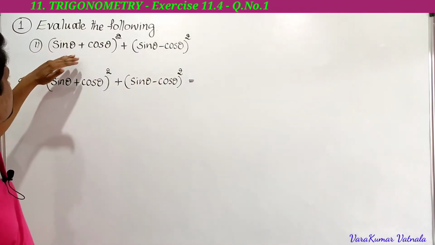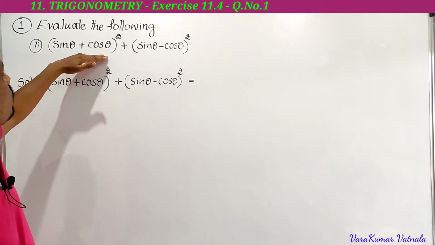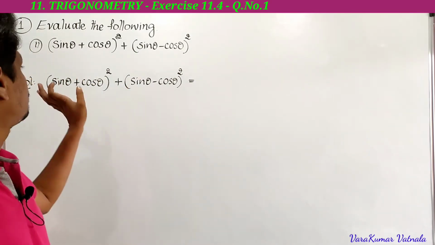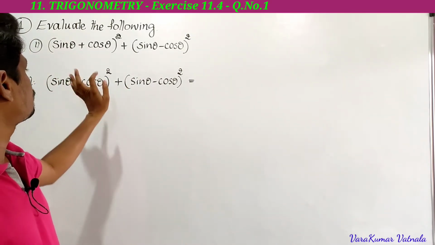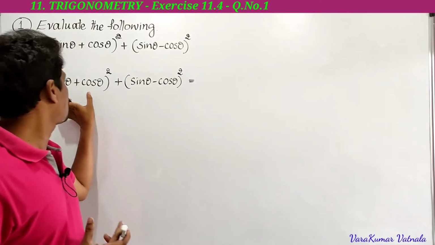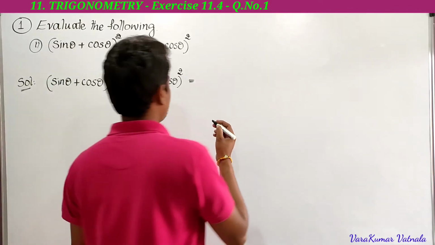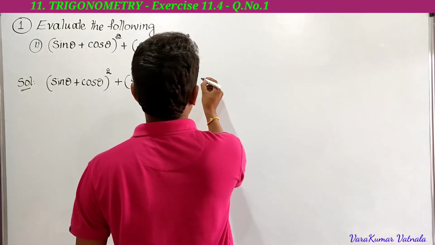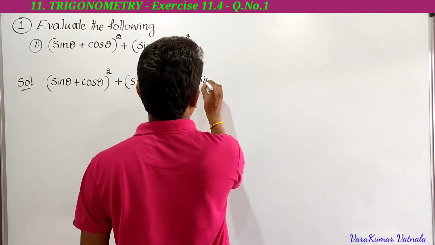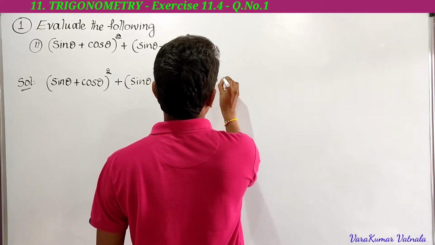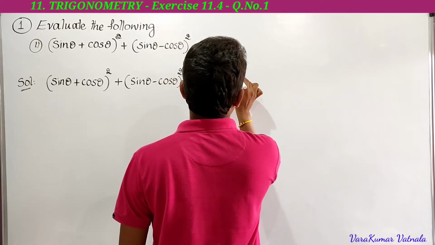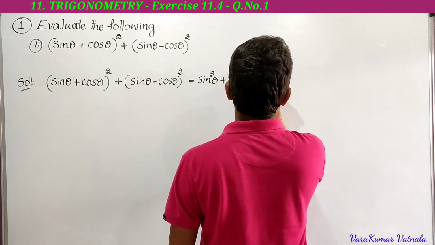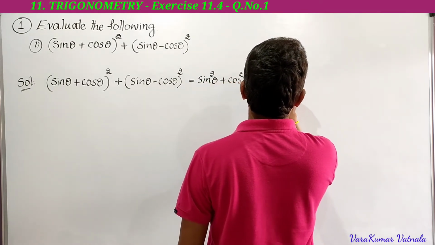See here what he is asking. Sin theta plus cos theta whole square plus sin theta minus cos theta whole square. So we have to find the value of this. So it is in the form a plus b whole square. So see here, using a plus b whole square we have to expand this. So a plus b whole square is a square plus b square plus 2ab. So a square, that is sin square theta, plus b square that is cos square theta, plus 2ab, that is 2 sin theta into cos theta.